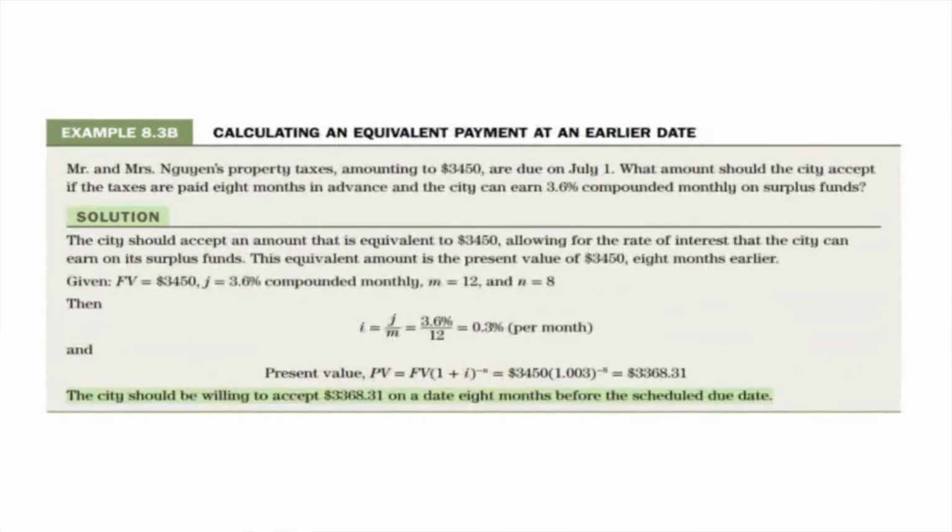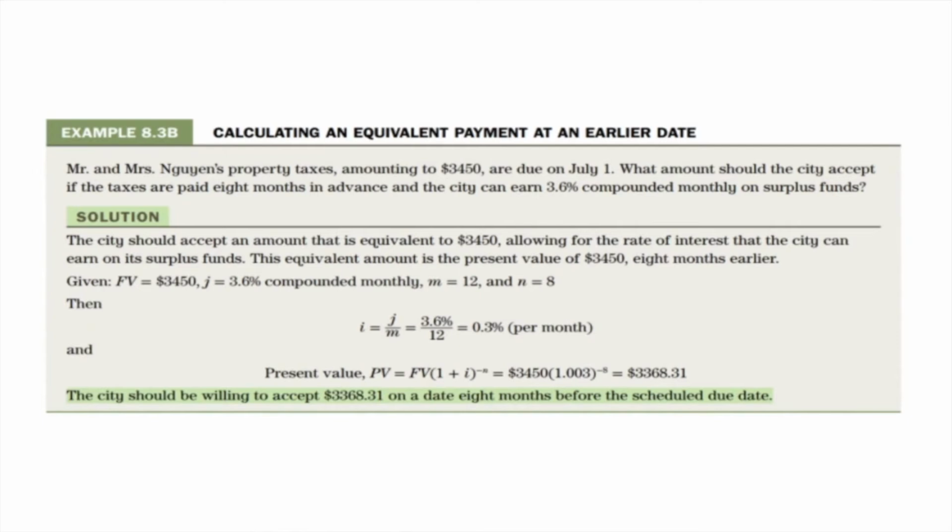Mr. and Mrs. Nugent's property taxes amount to $3,450. They're due on July 1st. What amount should the city accept if the taxes are paid 8 months in advance and the city can earn 3.6% compounded monthly on surplus funds? Okay. So in this particular instance, the $3,450 is the amount on July 1st. Then we want to think, well, what is the present value 8 months before that? So let's look at that.